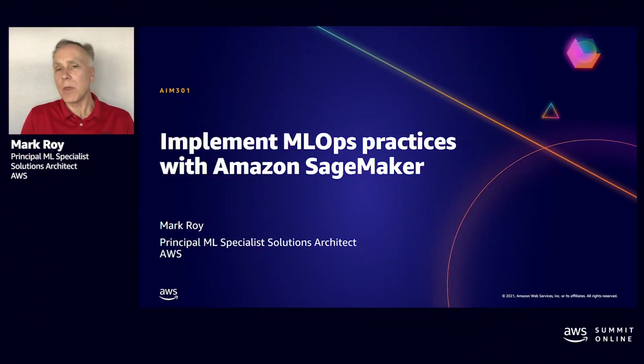Welcome to AAM 301, implementing MLOps practices with Amazon SageMaker. ML has been impacting companies in all different industries, letting them make major breakthroughs with use cases like predictive maintenance, recommendation engines, demand forecasting, and even anomaly detection with computer vision.